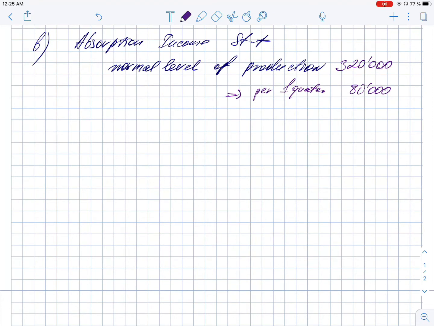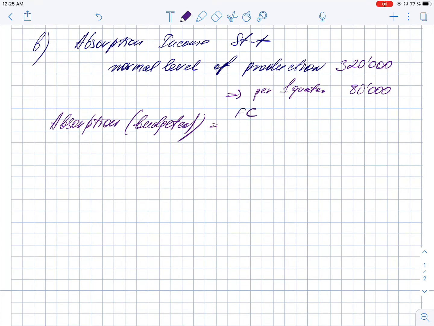80,000 units. And when we talk about absorption costing, or full costing, we talk about inclusion of all the costs, both variable and fixed, into the cost of each unit produced. And before the company starts production period, the company calculates so-called absorption rate. Absorption rate budgeted basing on the budgeted amounts of units to be produced and costs to be incurred.